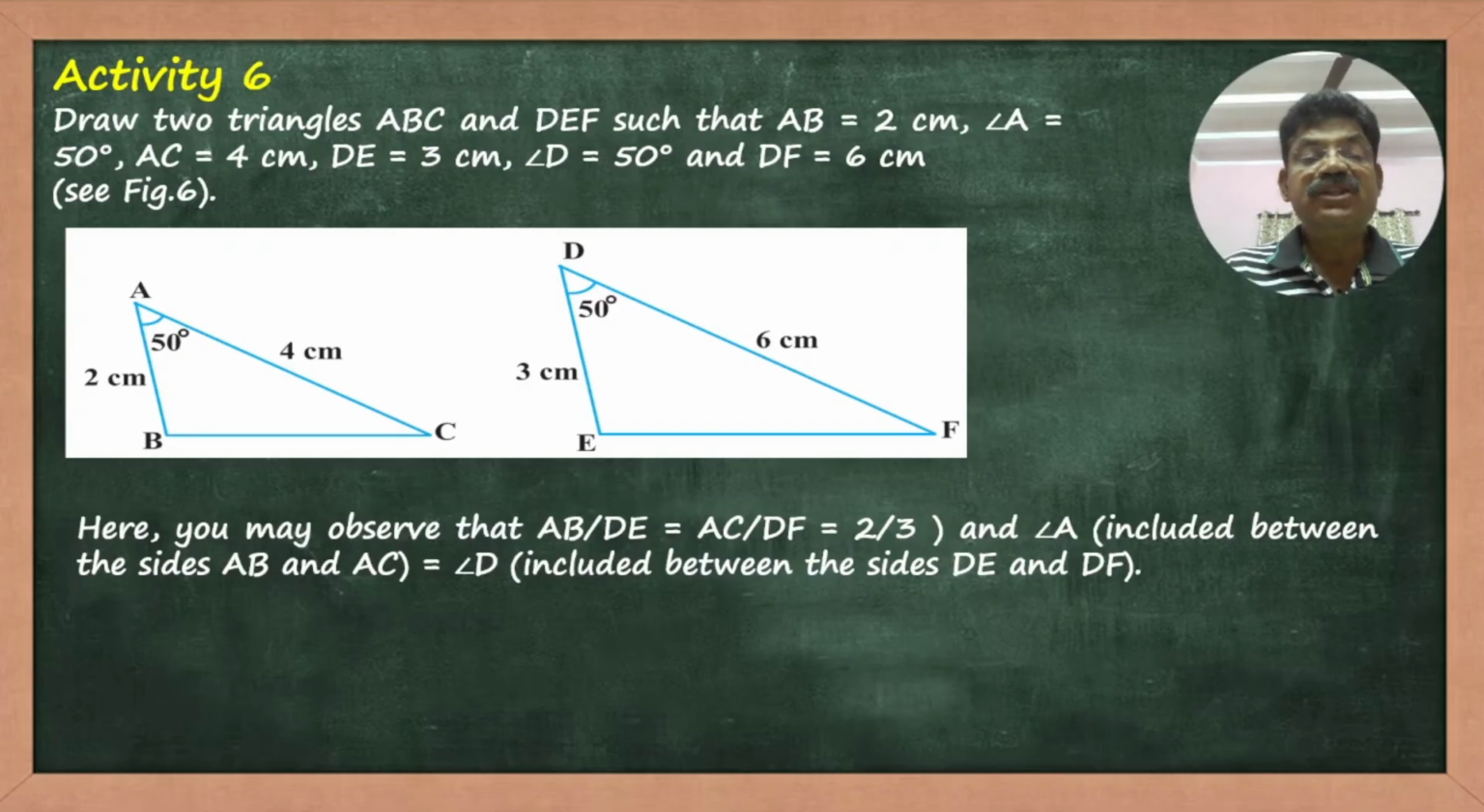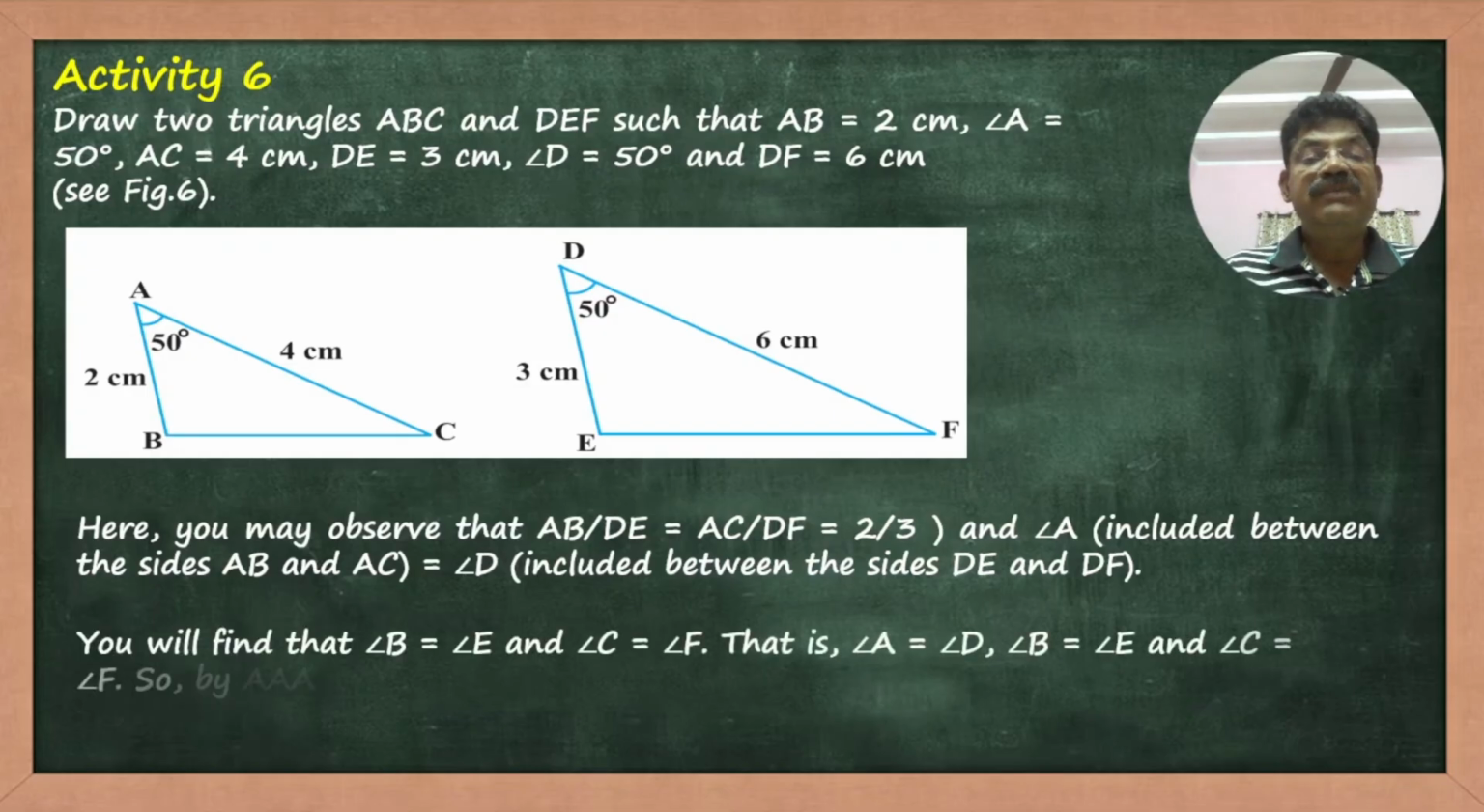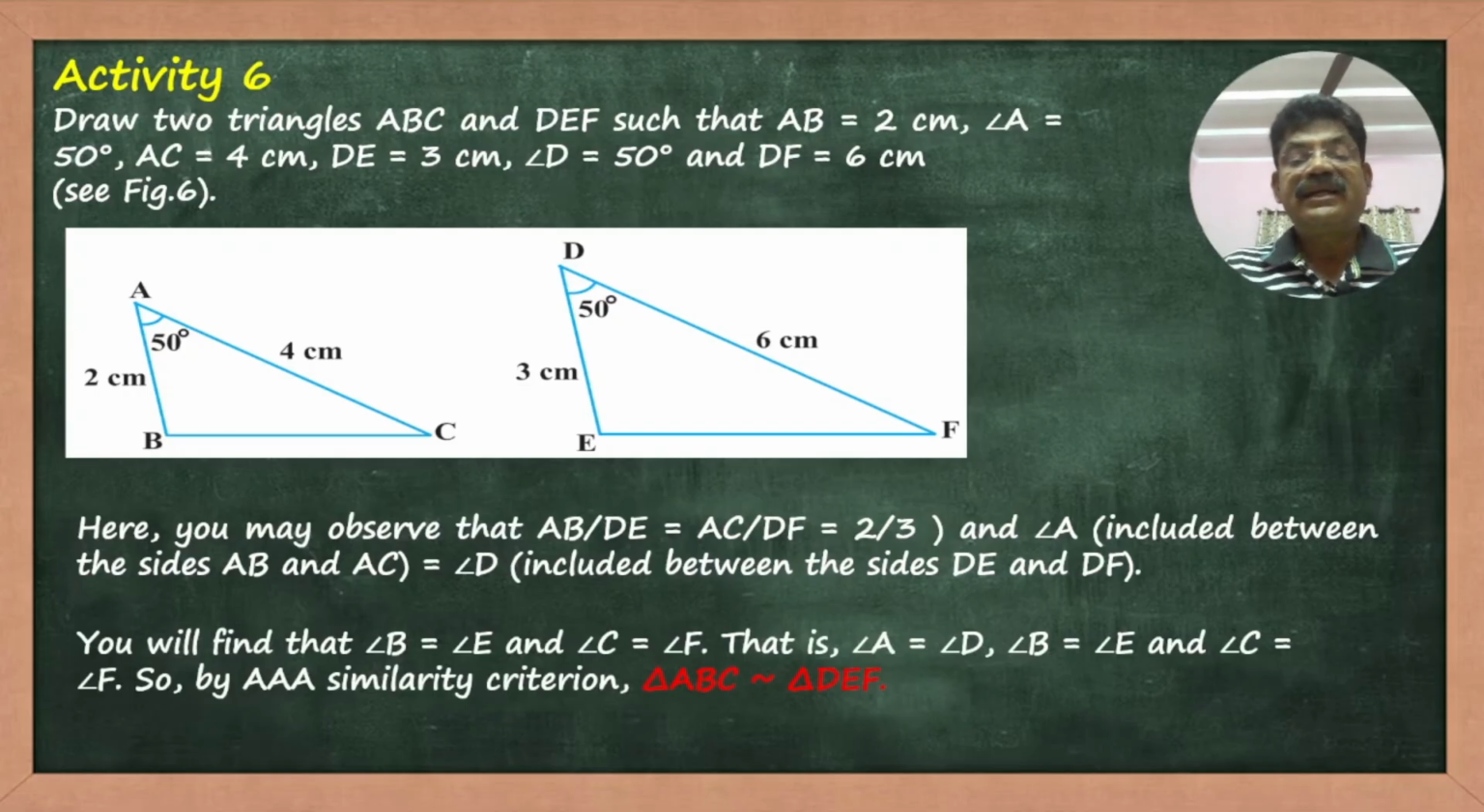You measure the length BC and you measure the length EF. You will find that BC divided by EF will also be equal to 2 by 3. Further, angle B will be equal to angle E and angle C will be equal to angle F. Therefore, you can say triangle ABC is similar to triangle DEF.